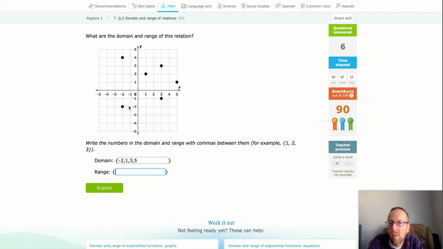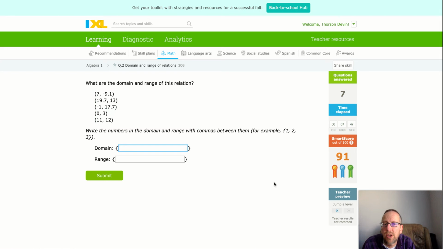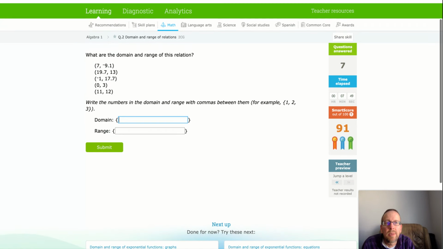I have a y value of -2, a y value of -1. That's this point here, and I continue up. I have a y value of +1, a y value of +2, y value of 3, and a y value of 4. And that is the range. If you have any questions, please do bring them to class.